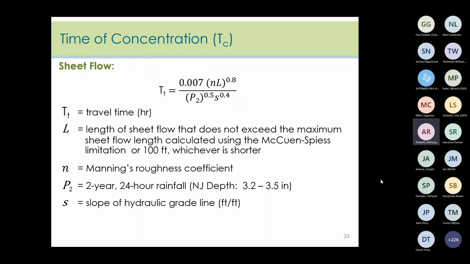So this is the travel time equation for sheet flow. These are the parameters that must be identified. The NRCS methodology uses Manning's kinematic equation for computing the travel time of this segment. The sheet flow length may be a length that does not exceed the maximum sheet flow length calculated using the McEwen-Speece limitation, or 100 feet, whichever is shorter.